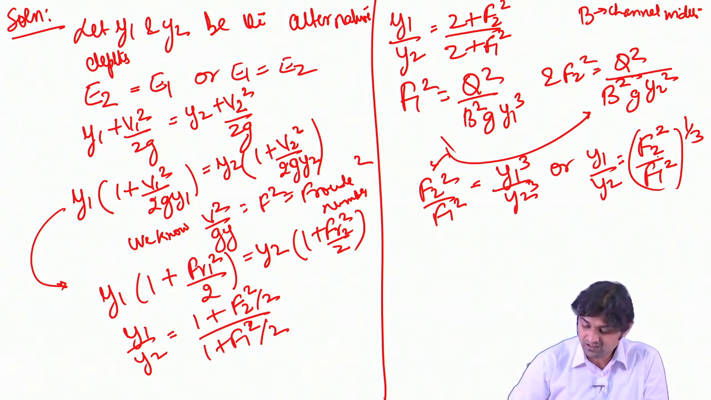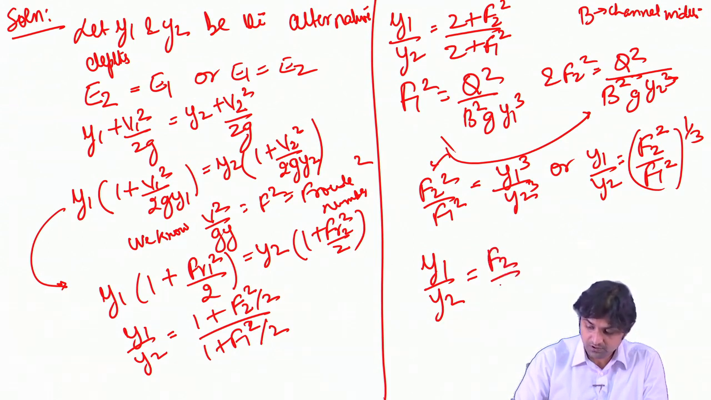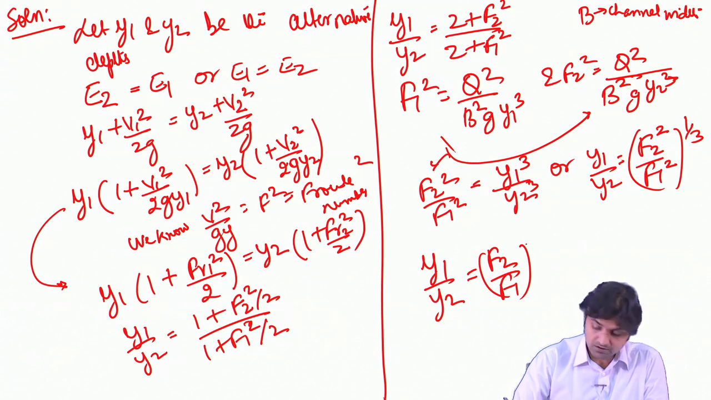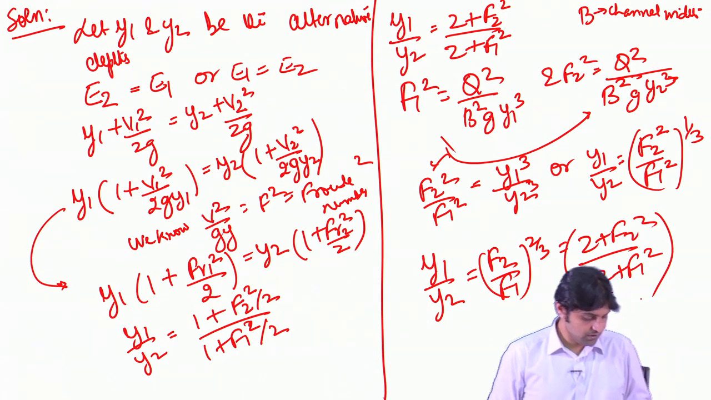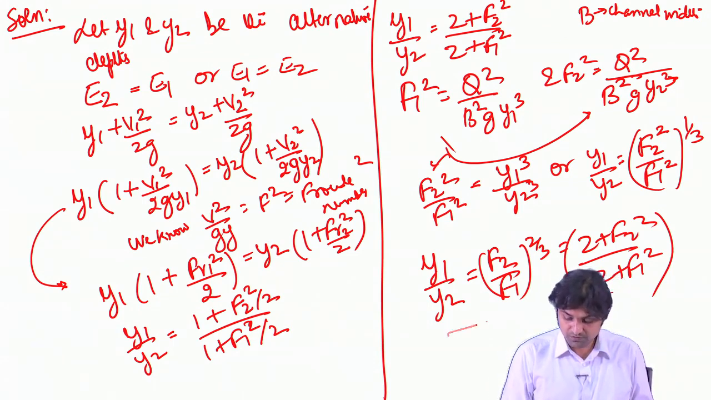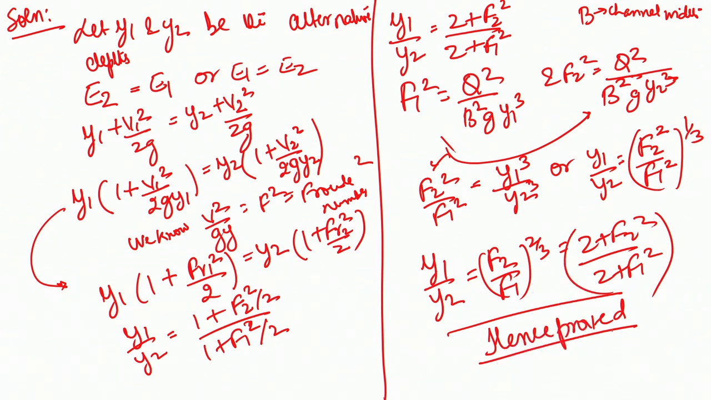All right. Correct, so this was cube. So, y1 by y2 is equal to (F2 by F1) to the power 2 by 3, which is equal to (2 plus F2 squared) divided by (2 plus F1 squared), and this was what we had to prove.